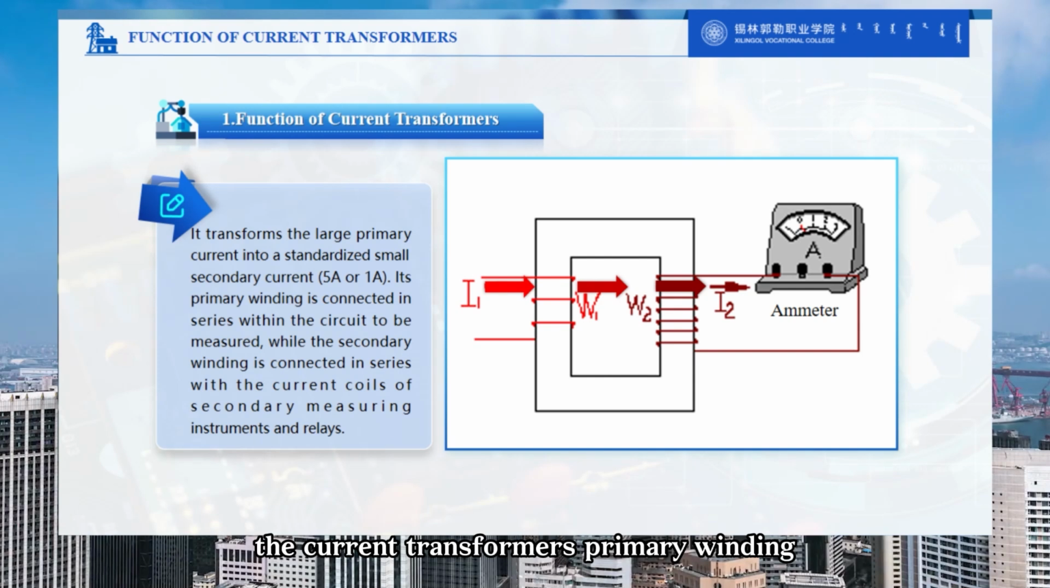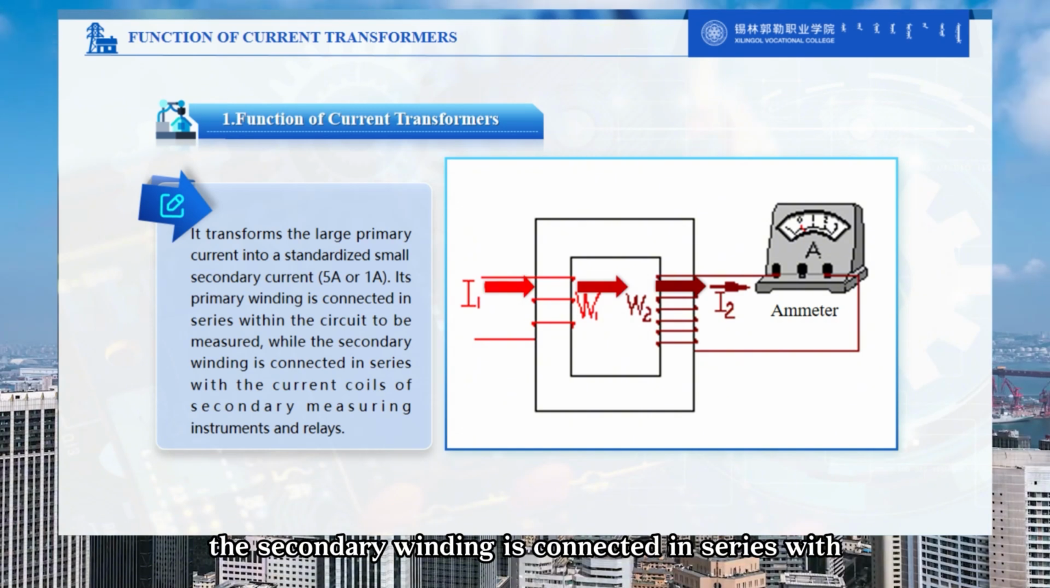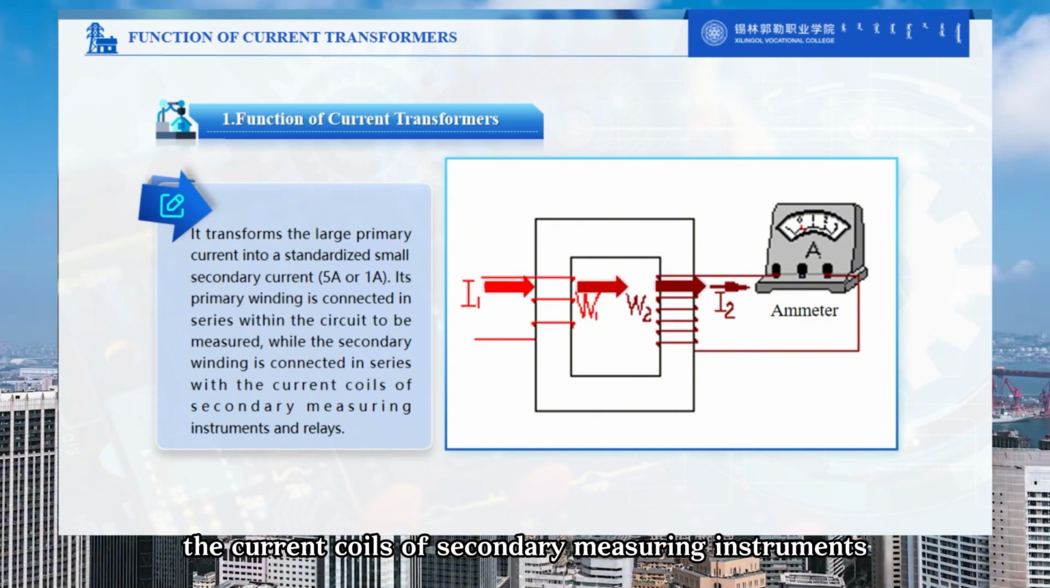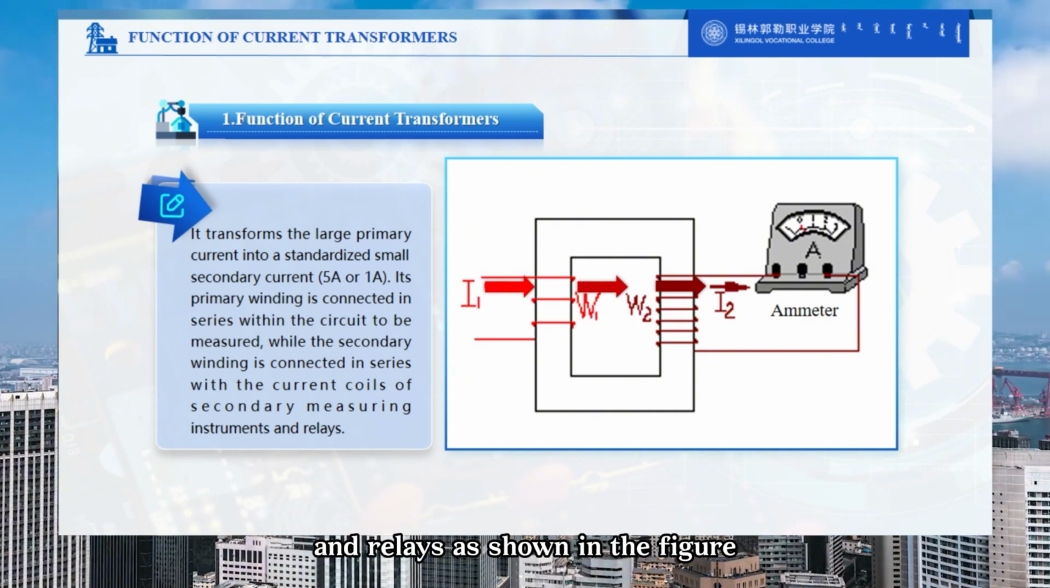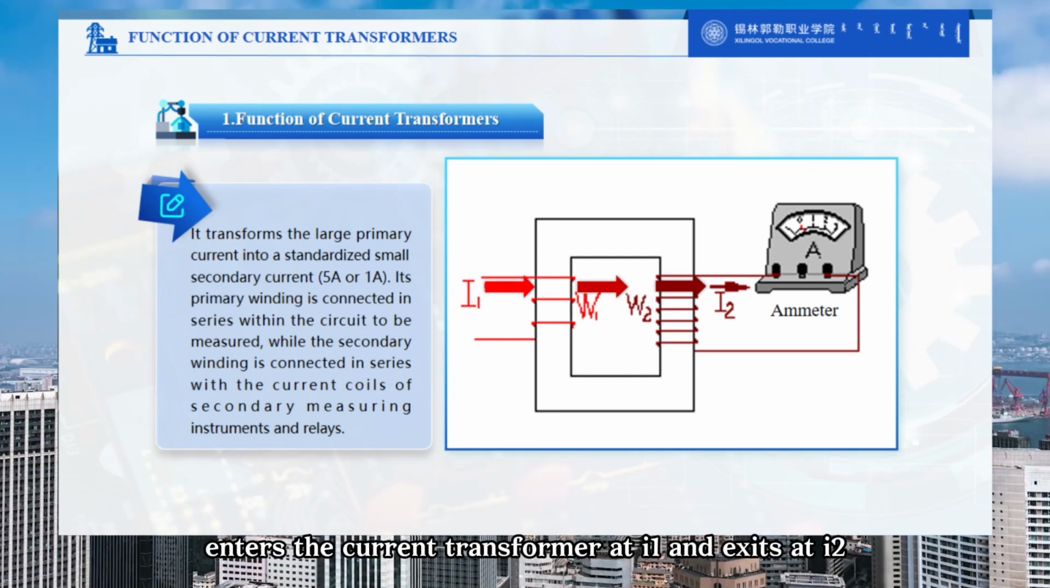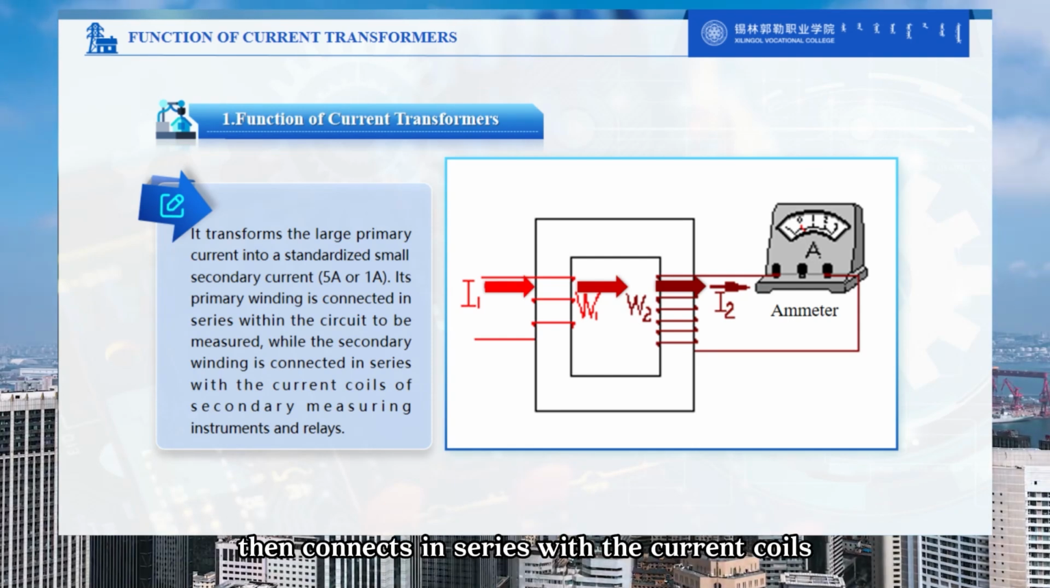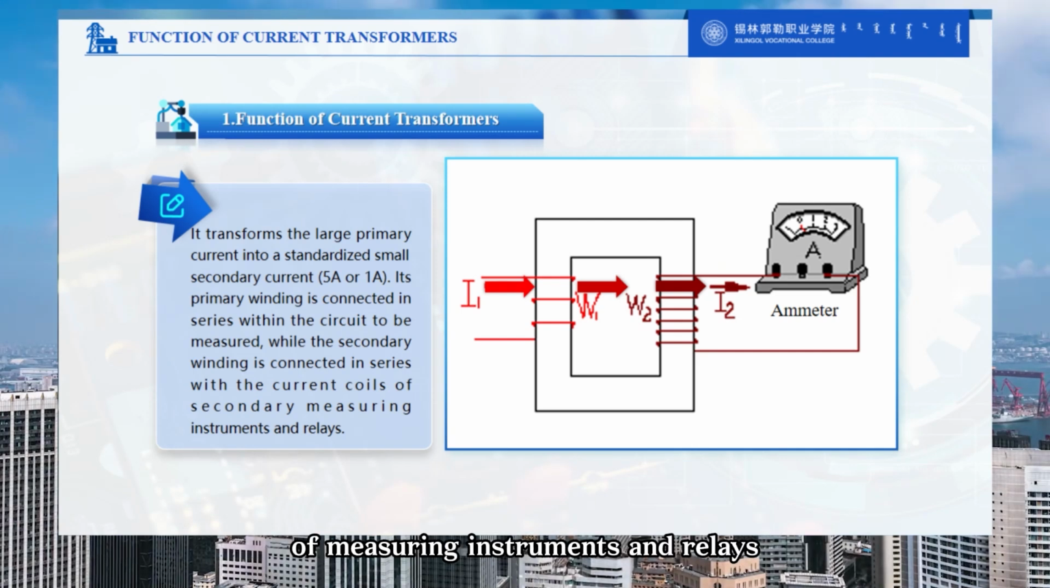The current transformer's primary winding is connected in series in the circuit to be measured. The secondary winding is connected in series with the current coils of secondary measuring instruments and relays. As shown in the figure, current enters the current transformer at I1 and exits at I2, then connects in series with the current coils of measuring instruments and relays.